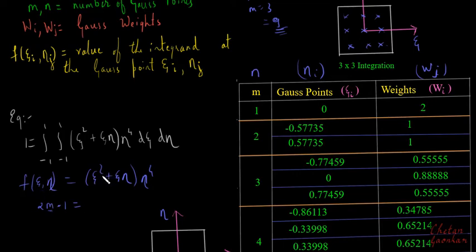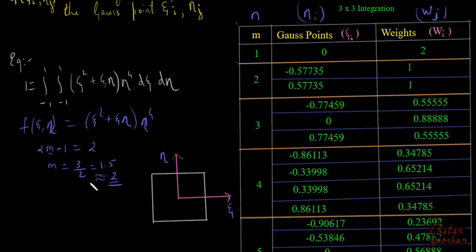on xi is 2, right? So this is equal to 2. So from here I get this m as 3 by 2, which is nothing but 1.5. So the number of Gauss points should be greater than the decimal value, so it will be 2. So the minimum number of Gauss points which I require in xi direction is 2.